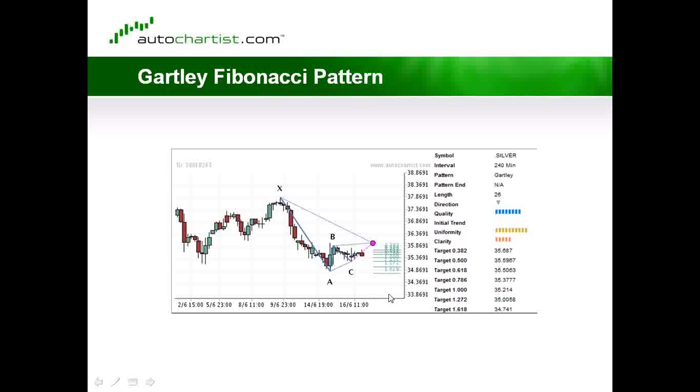So again, when AutoChartist sees this setup taking place, it's going to give you the projection in the emerging patterns section of the Fibonacci pane on the AutoChartist platform. So that's what you want to look for. If you're that type of trader that wants to know ahead of time, you want to go to those emerging patterns and see if something is taking place that you can take advantage of.